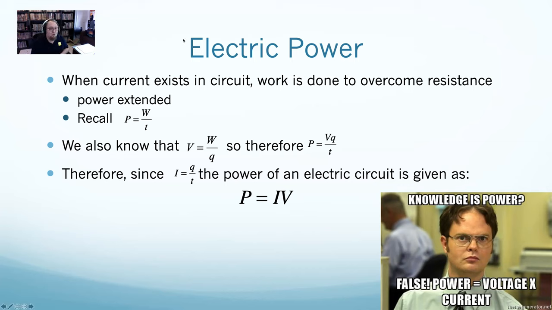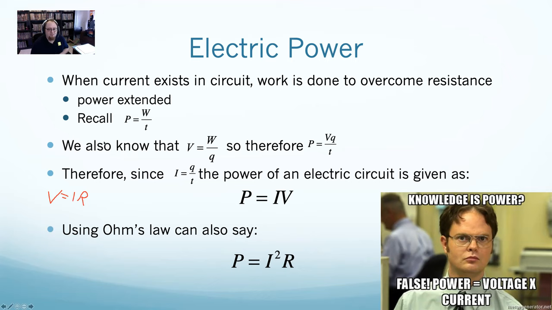Now, keep in mind, we also know Ohm's law, V equals IR. If I take V equals IR and plug it into here, I can also get a different equation: P equals I squared R. If I rearrange, I can also get that P equals V squared over R, if I just plug in Ohm's law differently. But all of these are the same equation. And the general idea is the power dissipated in the circuit can be found.